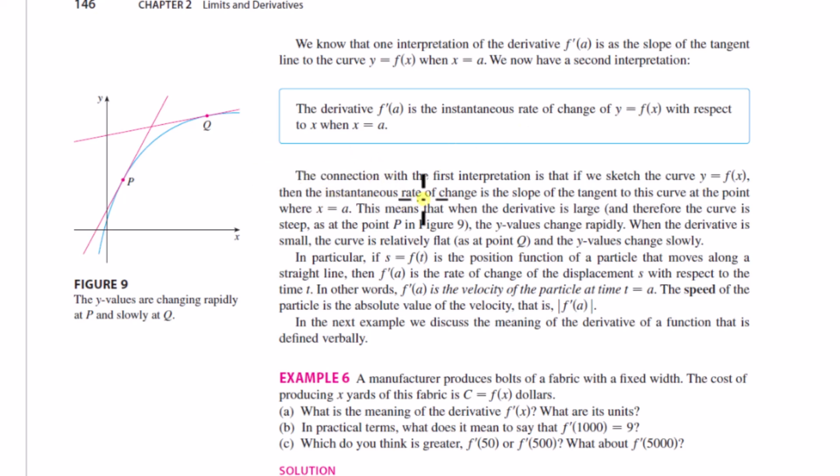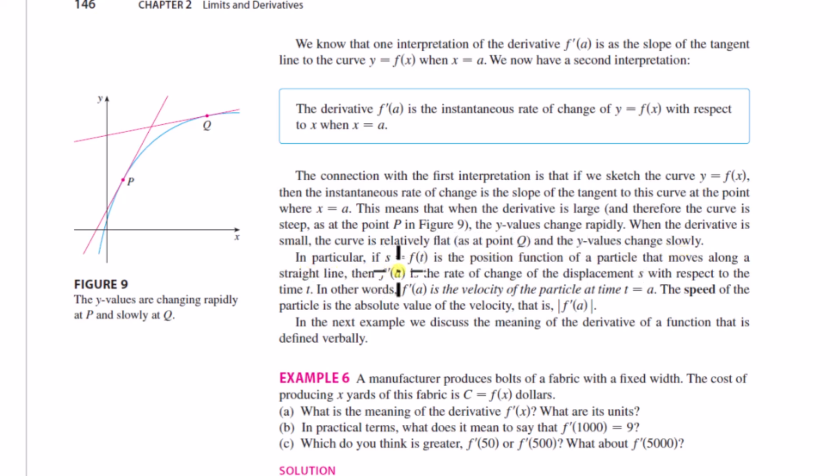So it says the connection with the first interpretation is that if we sketch the curve y is equal to f of x, then the instantaneous rate of change is the slope of the tangent line to this curve at the point where x is equal to a. This means that when the derivative is large, and therefore the curve is steep, as at the point P in the figure on the left, the y values change rapidly. When the derivative is small, the curve is relatively flat, and the y values change slowly.